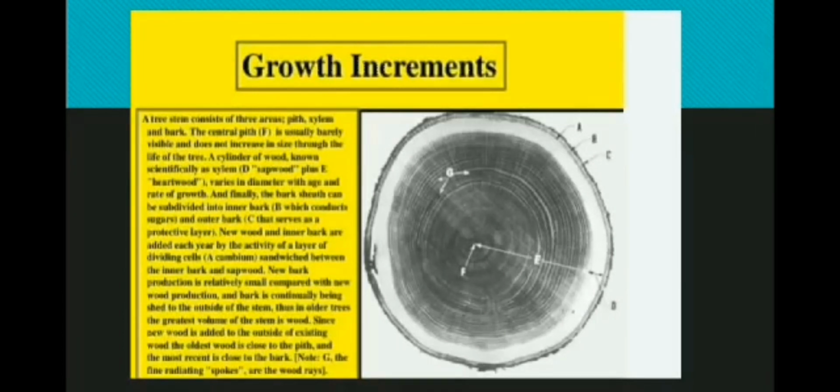Then, the cylinder of wood, known scientifically as xylem, which is the D or sapwood plus E heartwood, is located in the white layer portion of the wood, and varies in diameter with age and rate of growth. Then the B in the picture, or the inner bark, conducts sugar, and the C or outer bark serves as the protective layer of the wood. And lastly, the A or cambium divides the cells of the inner bark and sapwood.